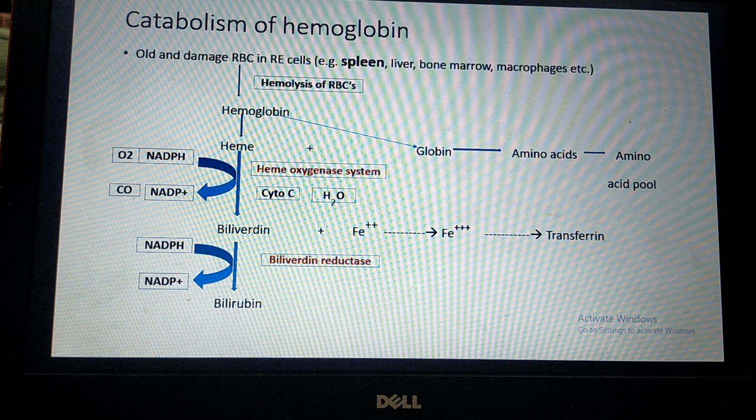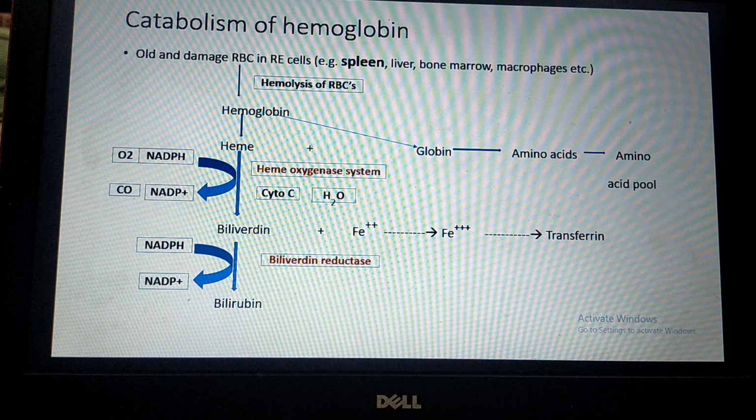When there is hemolysis of RBC, hemoglobin comes out. This hemoglobin is broken down into heme and globin. Globin means alpha globin and beta globin chains. These globin chains are made up of protein, so they get converted into amino acids, and these amino acids are added to the amino acid pool.